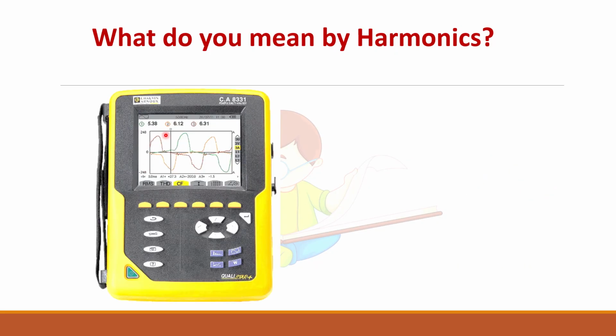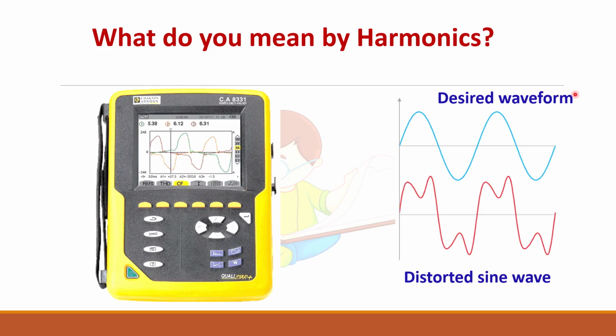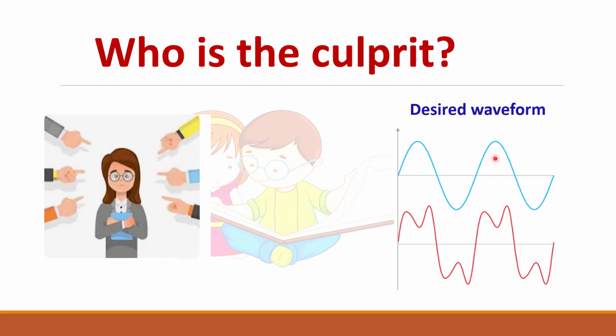If you measure your power supply with some harmonic analyzer or any other instrument, you can find that instead of the desired pure sine waveform, you may get a distorted waveform like this. It may not be a pure waveform. It will be in the form of a sine wave, but some distortions are there. So now who is the culprit? This is our desired waveform. Somebody is adding unwanted signals into it and making it a distorted waveform. So who is the culprit here?